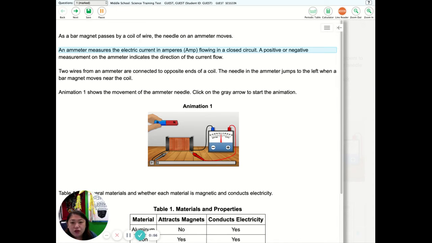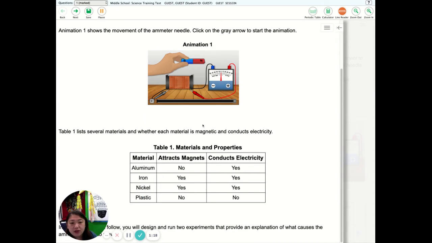It's okay. Two wires from an ammeter are connected to opposite ends of a coil. Here's one, here's the other. The needle in the ammeter jumps to the left when a bar magnet moves near the coil. Animation 1 shows the movement of the ammeter needle. Click on the gray arrow to start the animation. So they're moving the magnet, and then the needle is jumping to the left. So that's how we know that a current is flowing through.